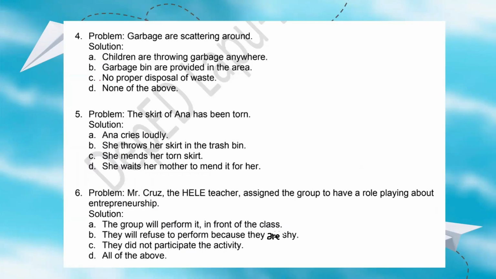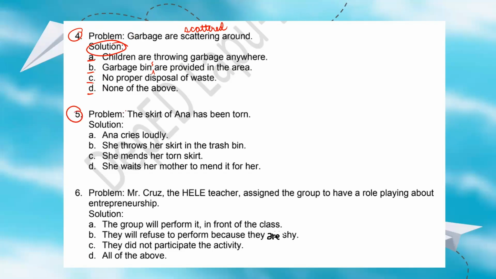The problem is garbage are scattering around. This statement is actually grammatically erroneous. We have to change this into scattered. So what is our solution? A, children are throwing garbage anywhere. B, garbage bins are provided in the area. C, no proper disposal of waste. Or letter D, none of the above. Again, we are looking for the solution.